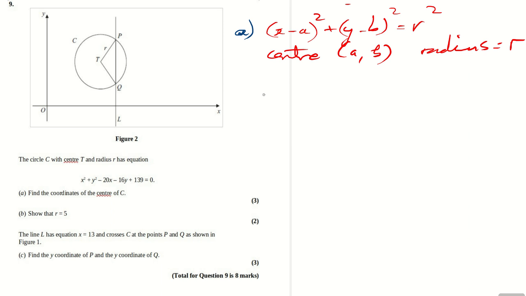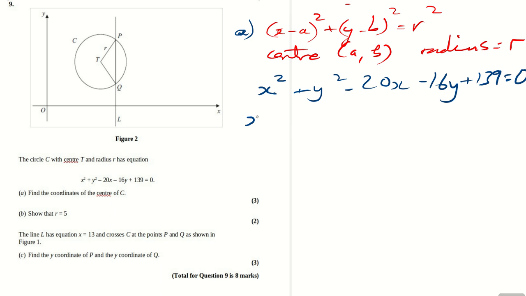So how do we get from the equation they give us, which is x squared plus y squared minus 20x minus 16y plus 139 equals 0? All we have to do is do a process of completing the square. Now first I would get the x's together, so x squared minus 20x plus y squared minus 16y equals, and then 139, I suppose we can move on to the other side.